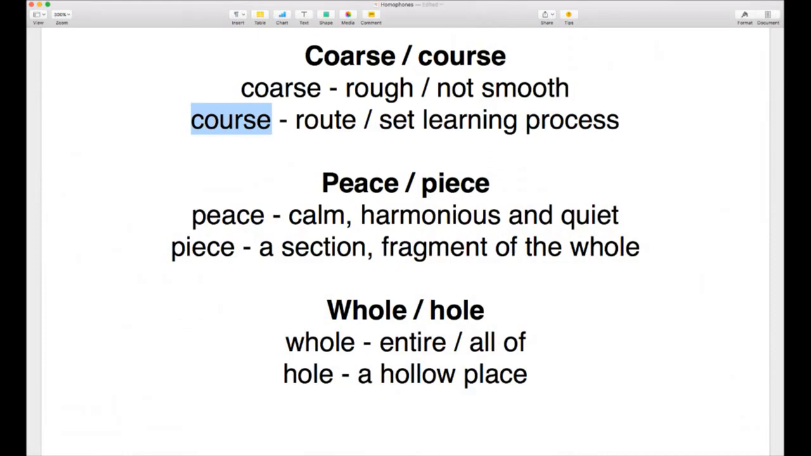but course would generally mean a route. So you could say a race course is a place where you go round and round and round, a race course. Or you could say, which course did you go over? And it's a set route. It's a set way to drive or to walk or to run. So if I'm running in a marathon, for example, there will be a set course, a set route that I have to go on.